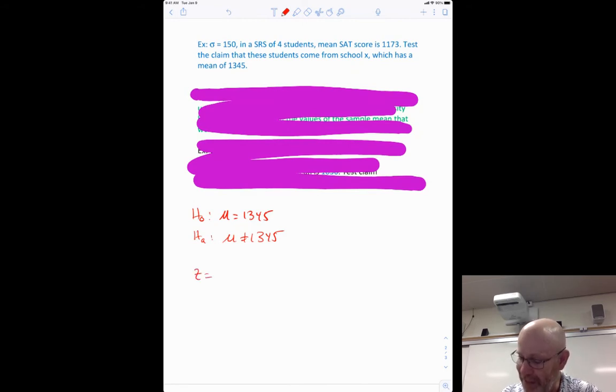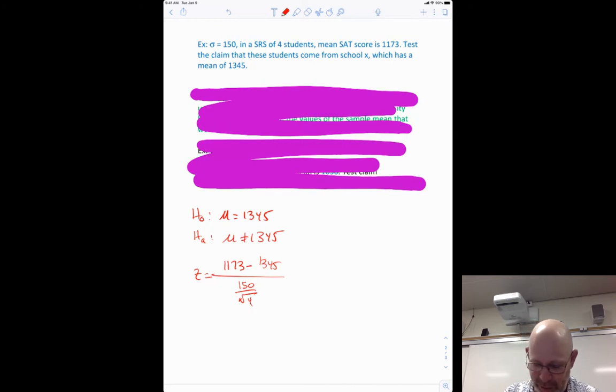I will tell you that the SAT scores are normally distributed, because that is an important condition. So now we're going to find a test statistic. What we got was 1173, minus what we expected to get, which is the 1345, all over the standard deviation of the population divided by the square root of the sample size.